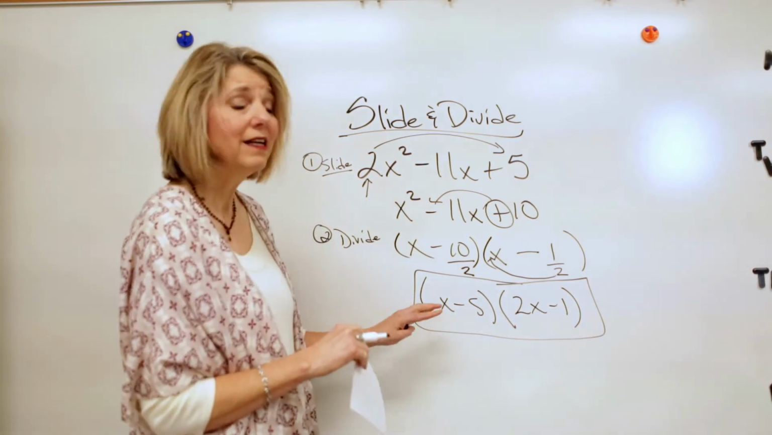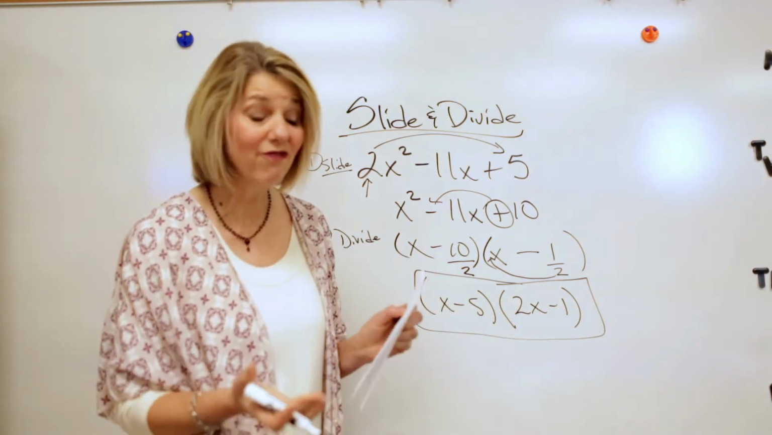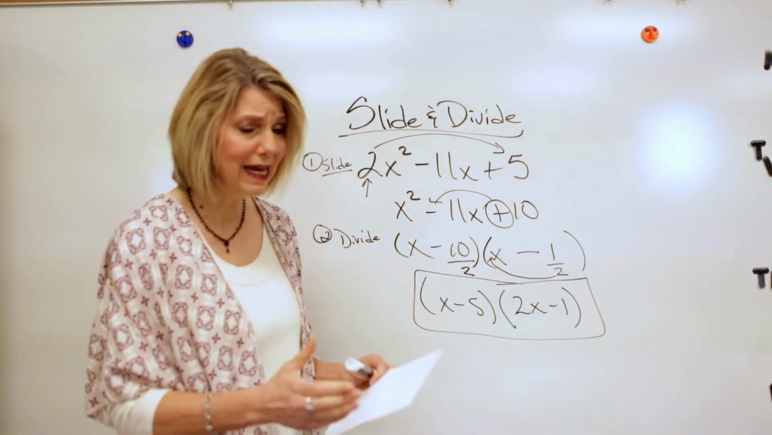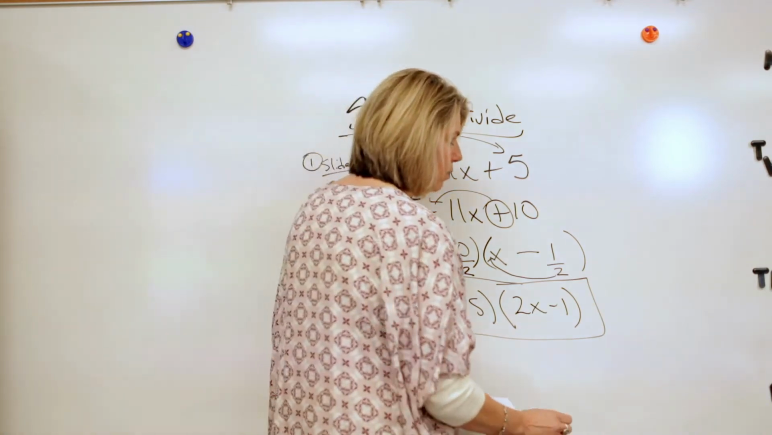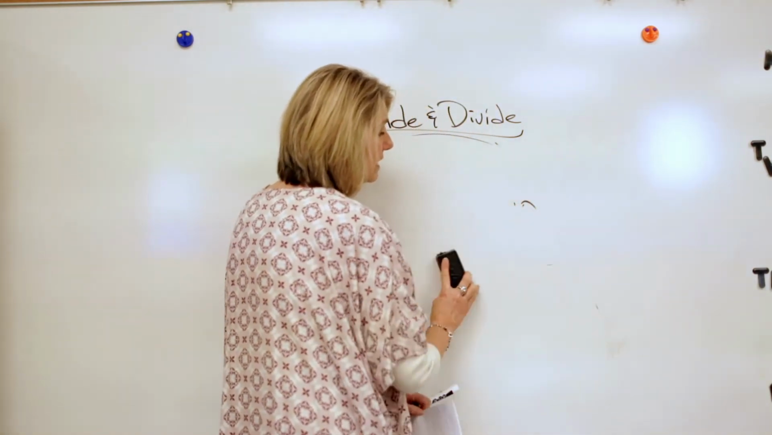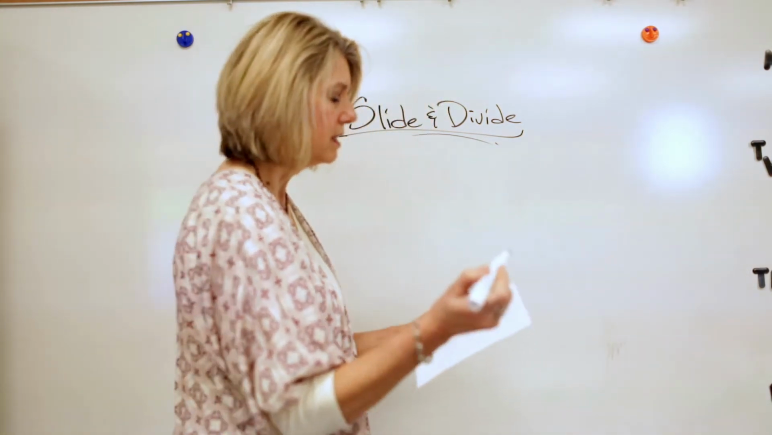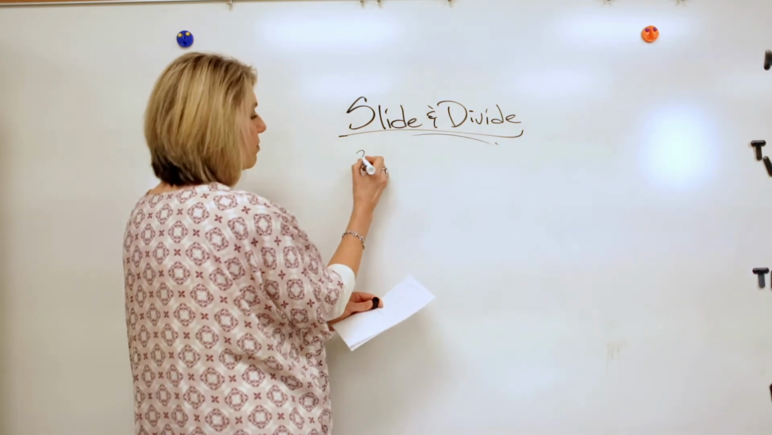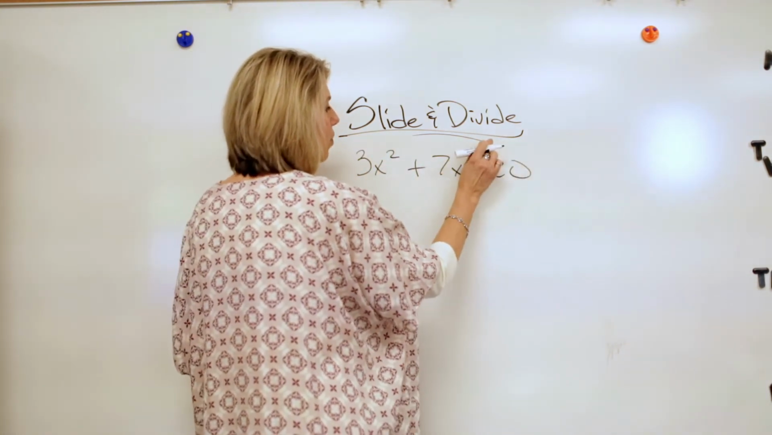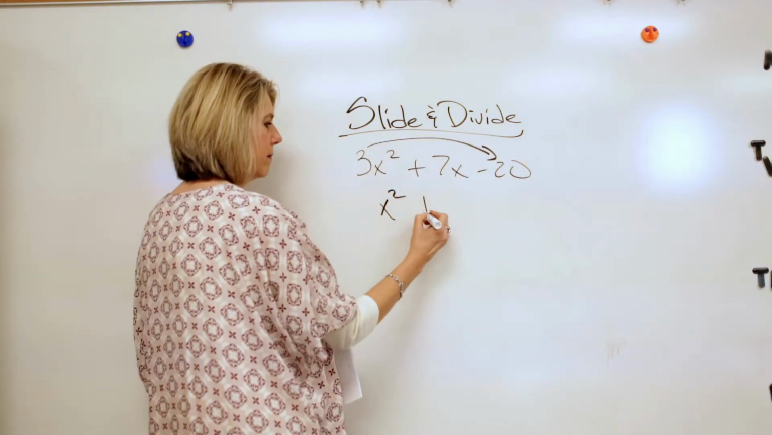Now, honestly, students pick this up really quickly, and it's actually really fun. They enjoy factoring where they never used to before. I'm going to do one more quick example just so that you get the idea. This is literally like a salvation for students with factoring. So let's take something like 3x squared plus 7x minus 20. All right, step 1, we slide.